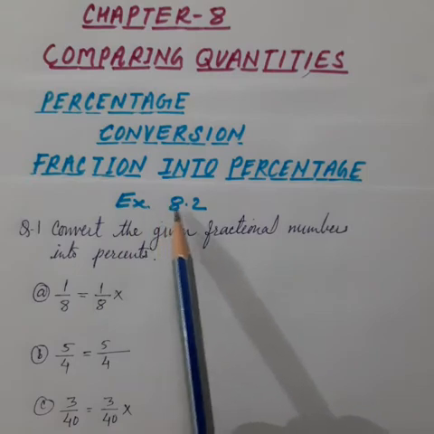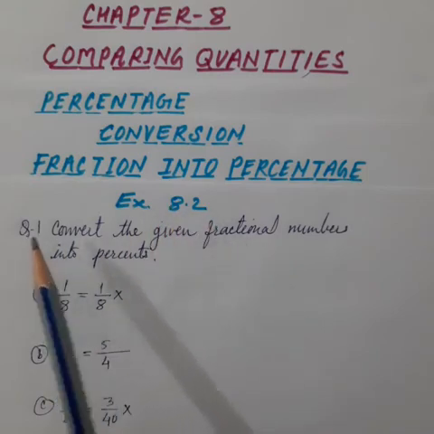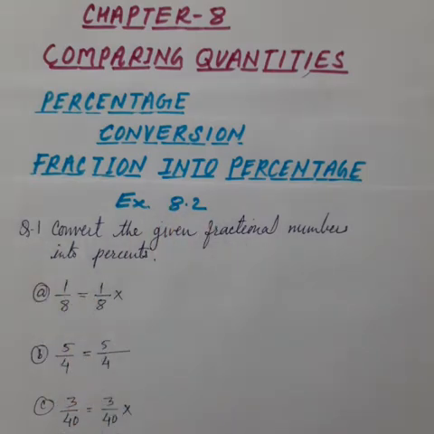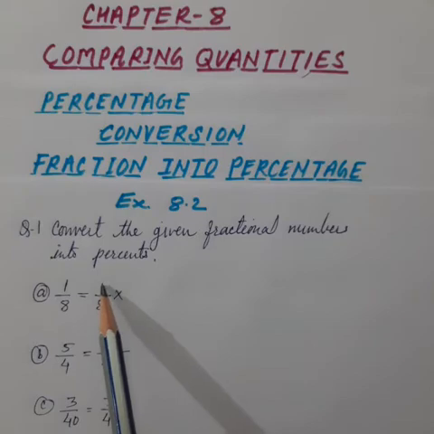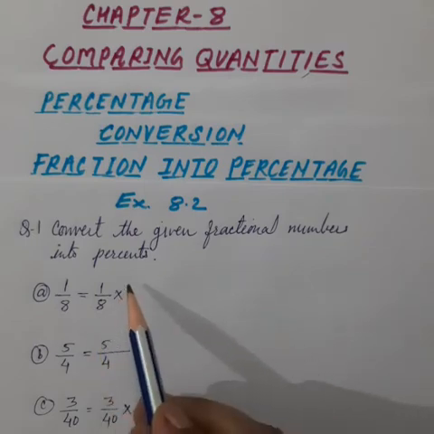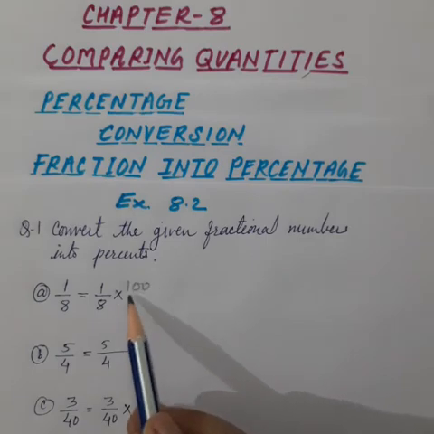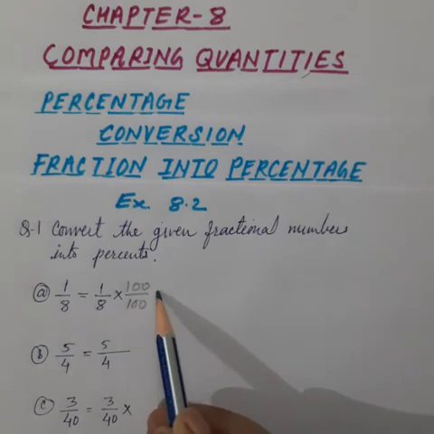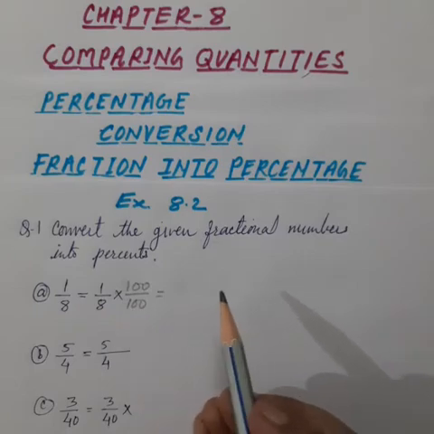Coming to exercise 8.2, question 1. Here we have to convert all these fractions into percents. A, 1 by 8. The denominator is 8 here. But we know that the percentage is the numerator of a fraction whose denominator is 100. So in the denominator we want 100. But 8 is not a factor of 100. So we will multiply both numerator and denominator by 100 for finding out the equivalent fraction.